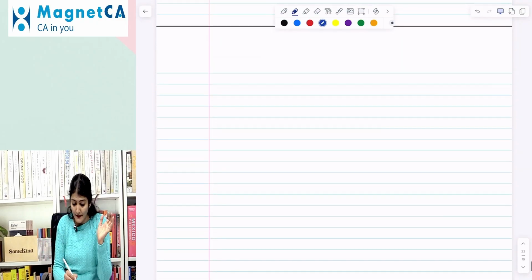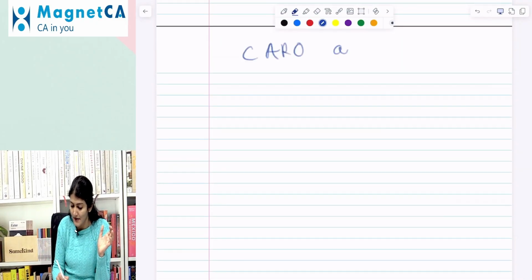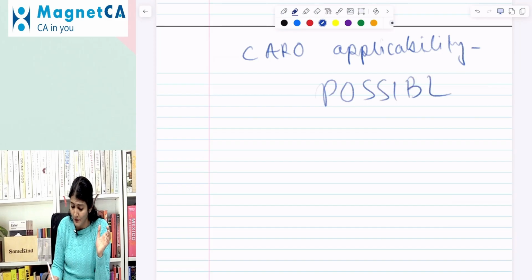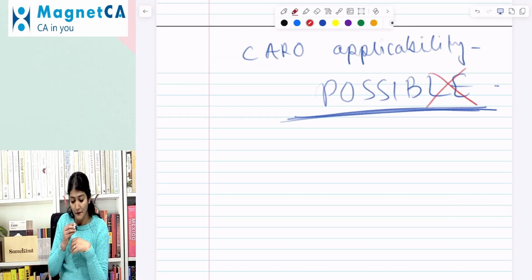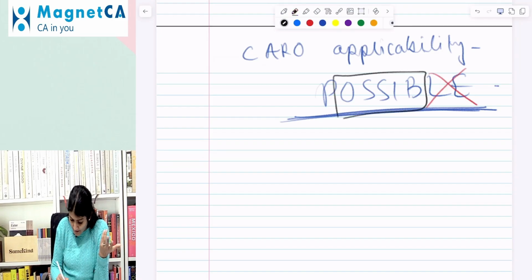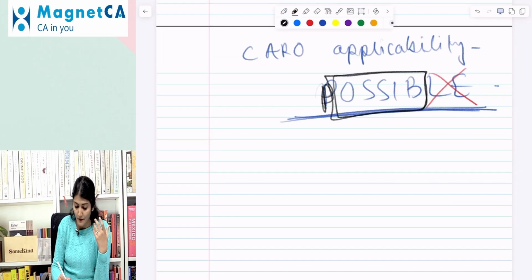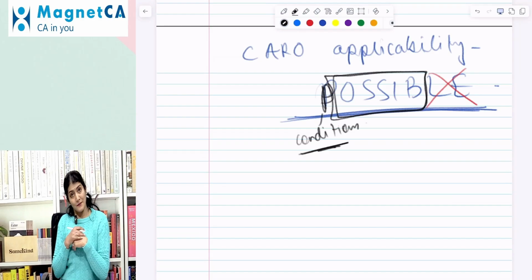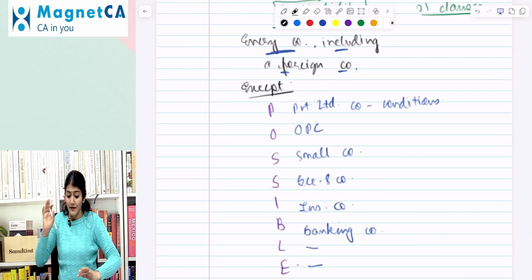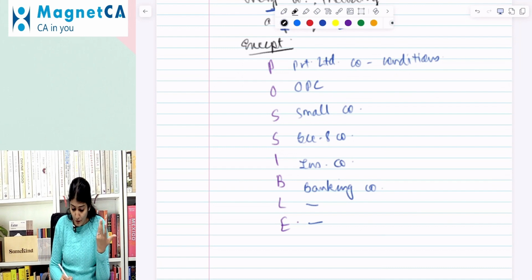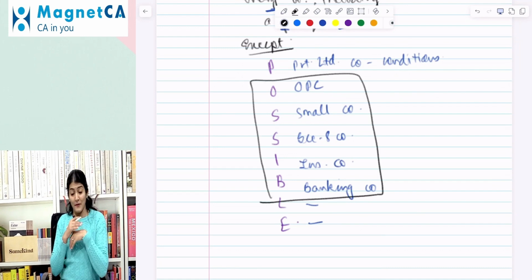So you have to make an equation in your mind. CARO applicability is equal to POSIB. Is it possible that for some companies CARO may not be applicable? You say yes, ma'am, it is very much possible. Out of the POSIB, for O, S, I, F, CARO is never applicable. And for P, you have certain conditions. For the P part, you have certain conditions. So CARO shall apply to every company, including a foreign company, except POSIB.